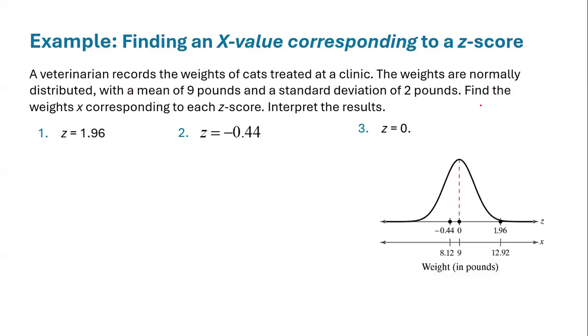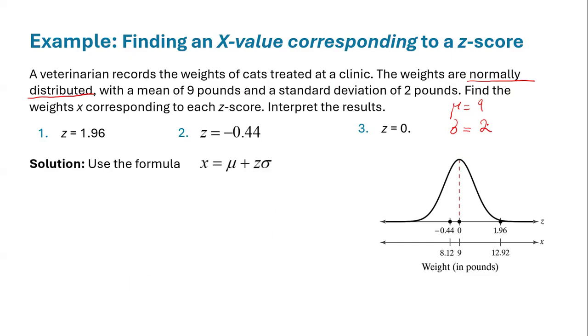Another example says a veterinarian records the weight of cats treated at a clinic. And the weights are normally distributed, with the mean 9 and the standard deviation 2. Find the x corresponding to each of these z values. The z is given to you, you want to find the x, and you are going to use the mean and the standard deviation in your formula.